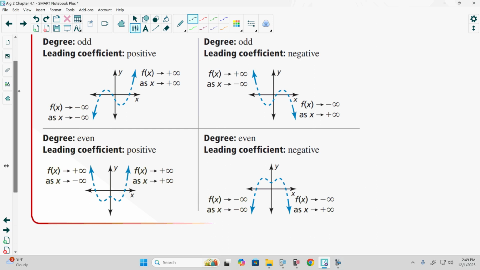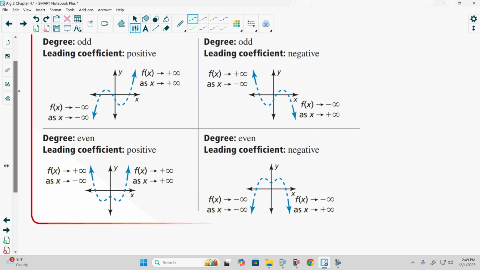Even degree functions, as we go to the left and right, are either both going to go up, the y values are going to go up, or they're both going to go down. So if the degree is even and the leading coefficient's positive, the two ends of the function are going to go up. As f of x approaches infinity, x approaches negative infinity. As f of x approaches infinity, x approaches positive infinity. As the values of x go left and right, the two ends are going to go up.